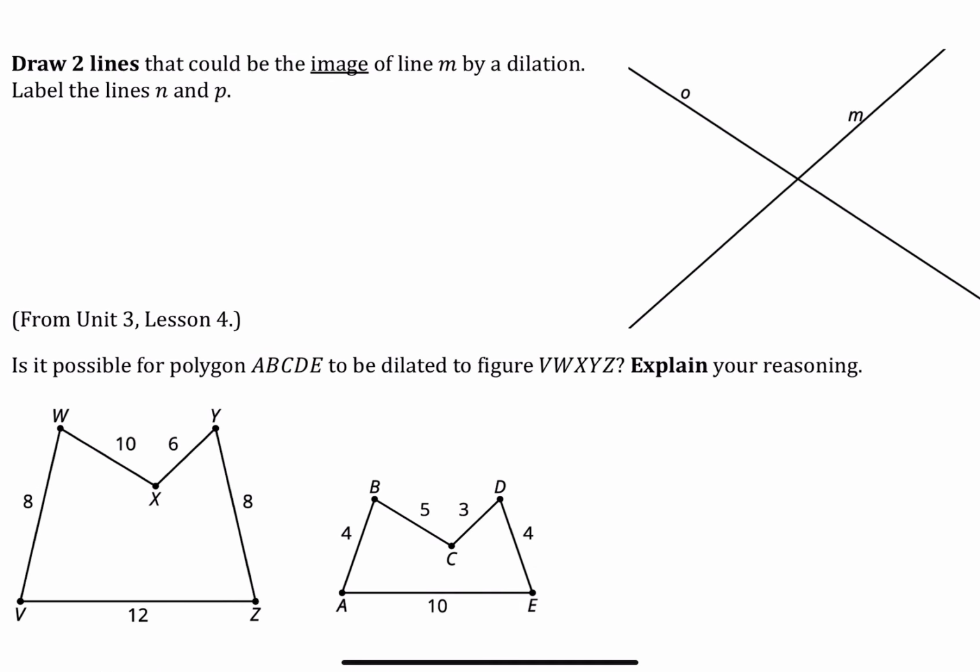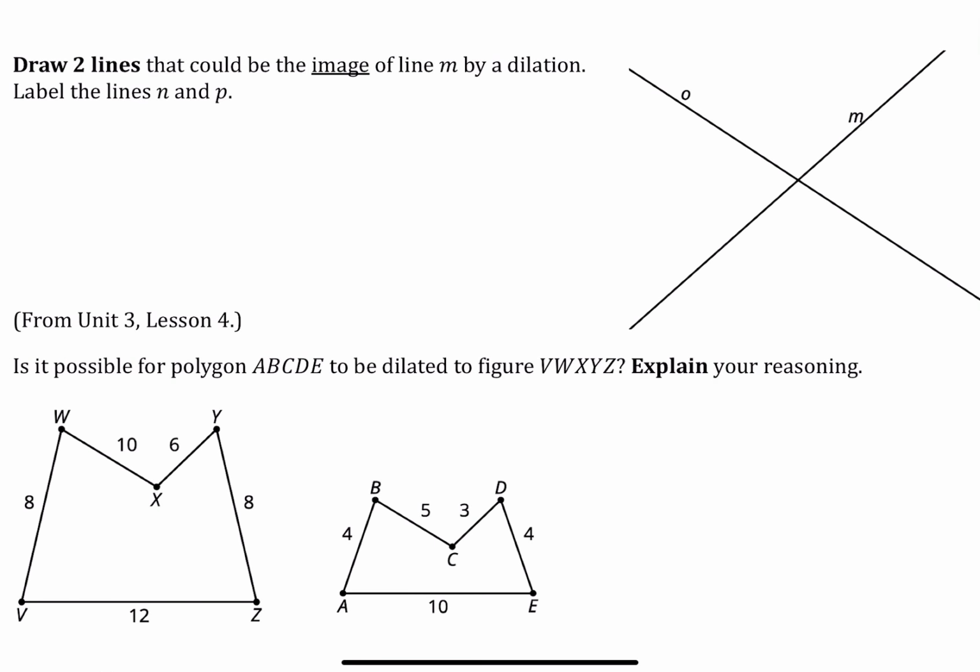We are going to draw 2 lines that could be the image of line M by a dilation, and we're going to label them N and P. So line M is right here. We want lines that could be the image of line M by a dilation. Now, I could put my point on line M, in which case it would just be its own dilation, but I'm not going to do that.